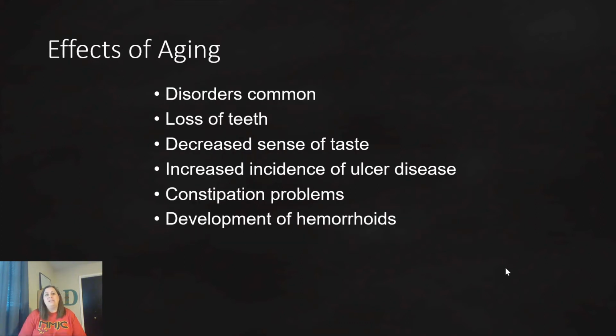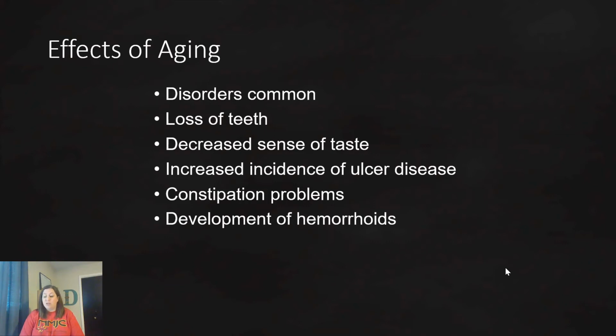The last thing we want to discuss here are the effects of aging. When we age, just like any other system in our body, the digestive system starts to be affected, and disorders start to become more common. As we age, we see an increased risk as well as increased occurrence of some of these different disorders that we discussed. We also see that there's a loss of teeth that happens, which obviously could affect how you eat, and a decreased sense of taste.